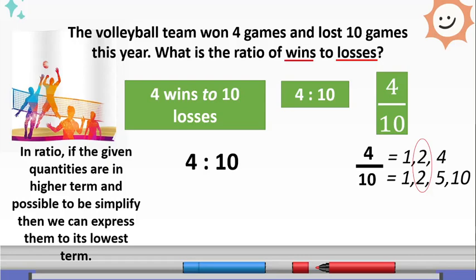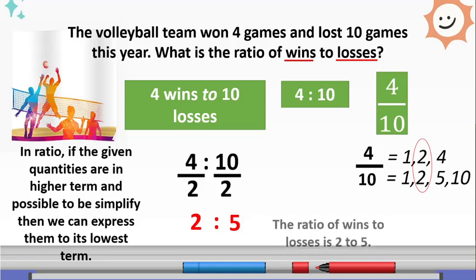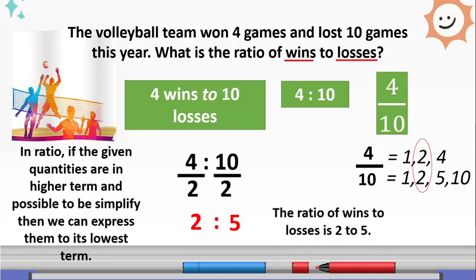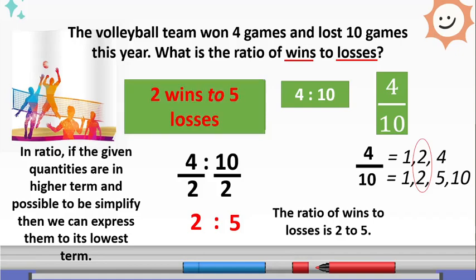So we will be dividing the two terms. 4 divided by 2 equals 2. 10 divided by 2 equals 5. So therefore, the ratio of wins to losses is 2 to 5. So that's how we write ratio. 2 wins to 5 losses, 2 colon 5, and 2 over 5. Let's go for the next example.